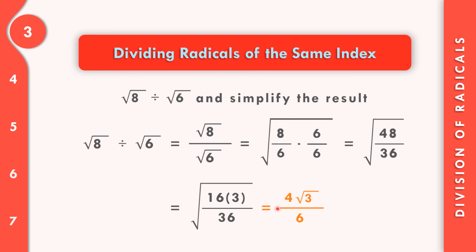And then let us get the lowest term of 4 over 6. If we get the lowest term, let us divide 4 by 2 and 6 by 2. 4 divided by 2 is 2. And then 6 divided by 2, the answer is equal to 3. And then copy square root of 3. So the final answer is 2 square root of 3 over 3.